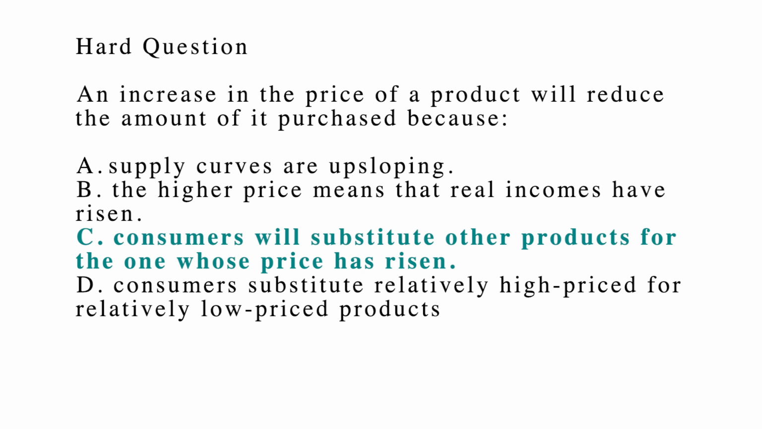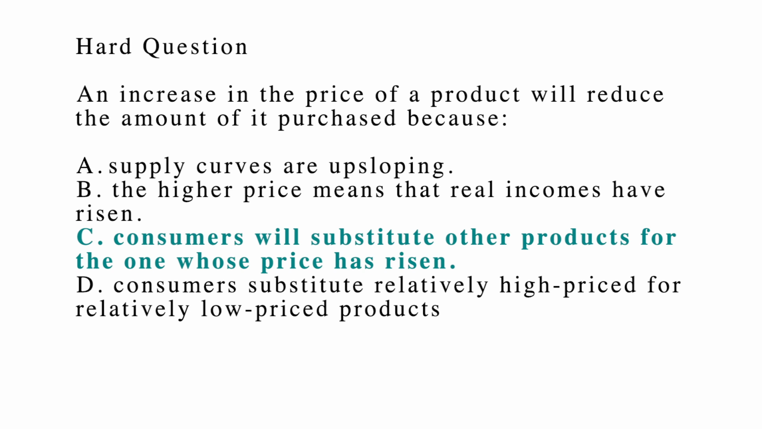Option B, the higher price means that real incomes have risen. That does not necessarily answer the question because it doesn't show the inverse relationship. We know option C is the answer because we know already substitutes are one of the driving factors for a shift in demand. The last one, why it's not option D, consumers substitute relatively high price for relatively low price products. It is actually the opposite. If consumers were substituting high priced for low price, it would result in the quantity demanded increasing.